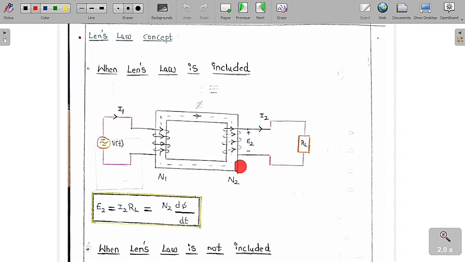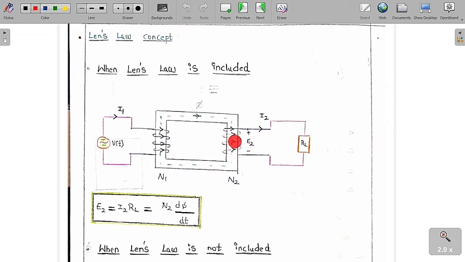So basically Lenz's law says that the current induced in the secondary coil will be in such a direction that the flux produced by it is going to oppose the original flux. So listen carefully, the current induced in the secondary coil is going to produce a flux which acts opposite to the original flux.